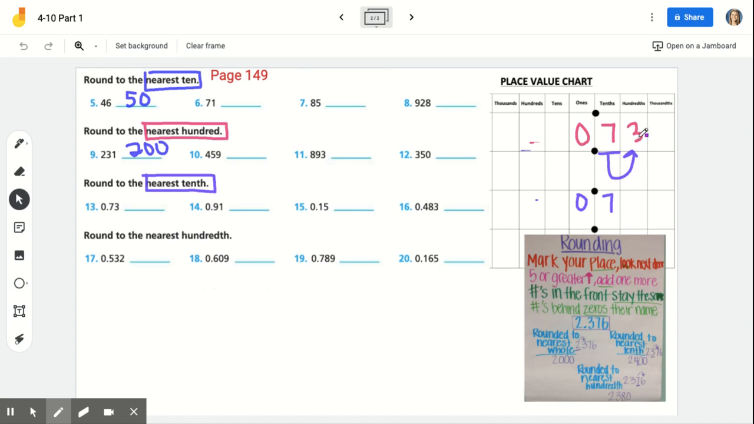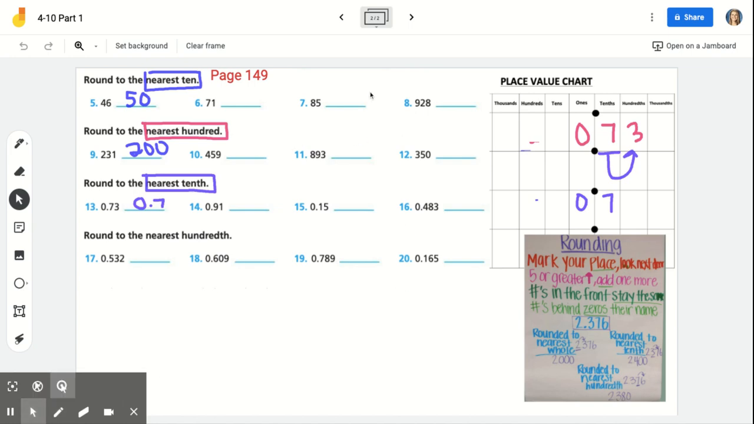Again, I could change the 3 to a 0, but that's not going to hold any place value. We're rounding to the nearest tenth here. Our last digit should be in the tenth spot. So there we have our answer. 73 hundredths rounded to the nearest tenth is 7/10. Please add that into your book.